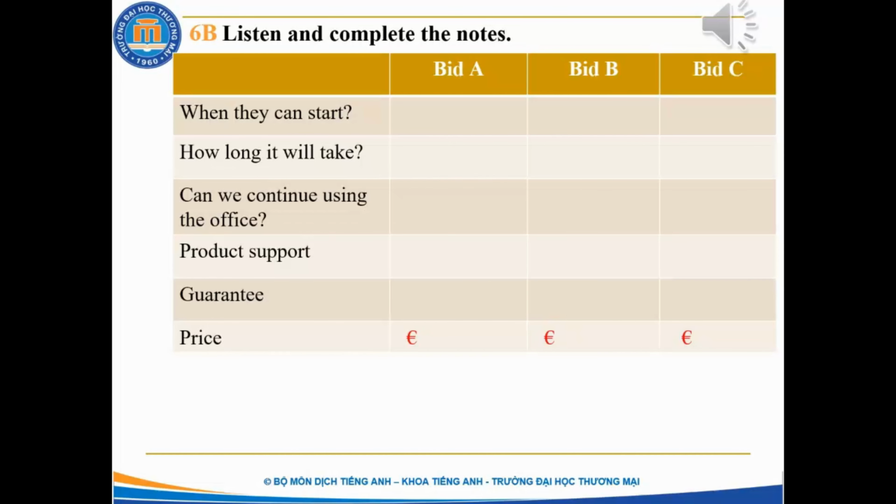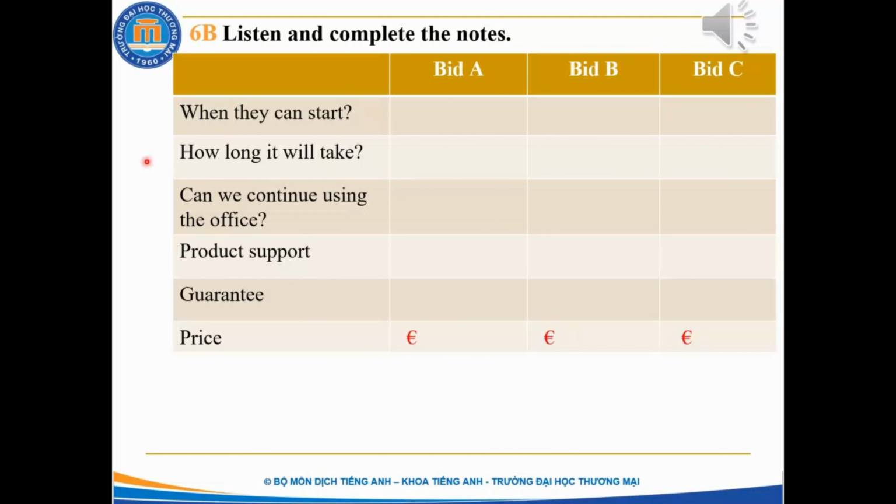Trước khi làm bài nghe thì chúng ta cùng xem cái bảng dưới đây để xem là chúng ta sẽ phải điền những cái thông tin nào mà có trong bài nghe ạ. Ở đây cô sẽ tạm gọi các bit A, bit B và bit C là nhà cung cấp A, B, C. So the first one, when they can start. Mình sẽ phải nghe thông tin là những cái nhà cung cấp này sẽ bắt đầu công việc vào thời gian nào, mà cụ thể là vào ngày nào. Như vậy ở đây mình sẽ nghe thông tin về ngày, đúng không ạ?